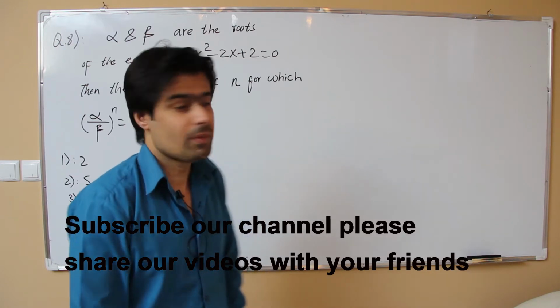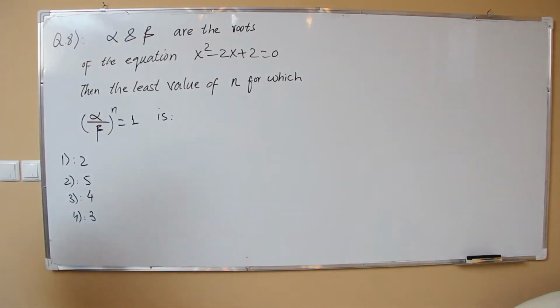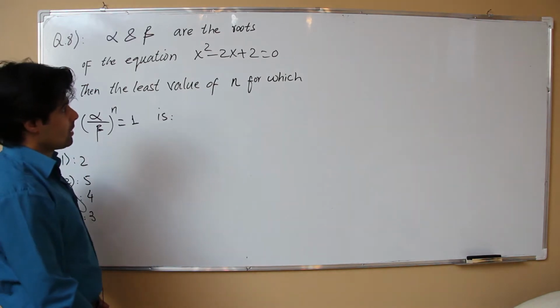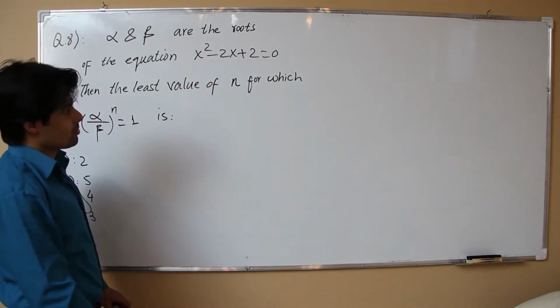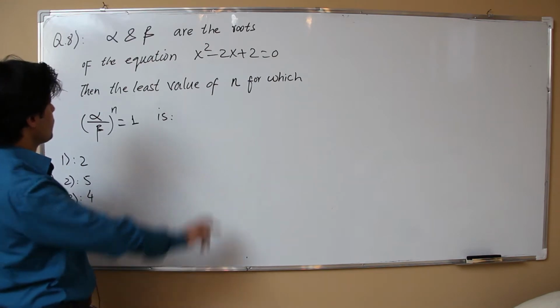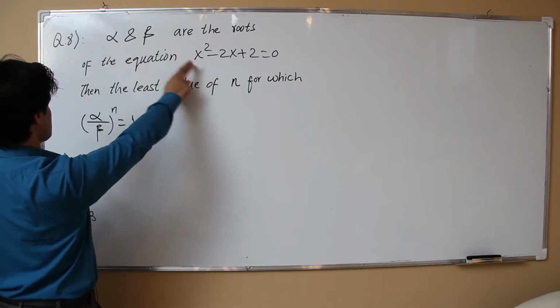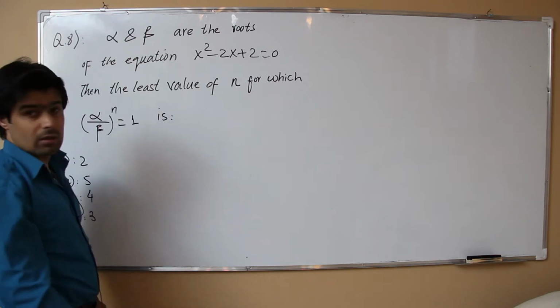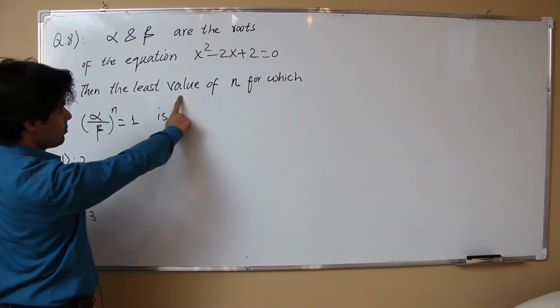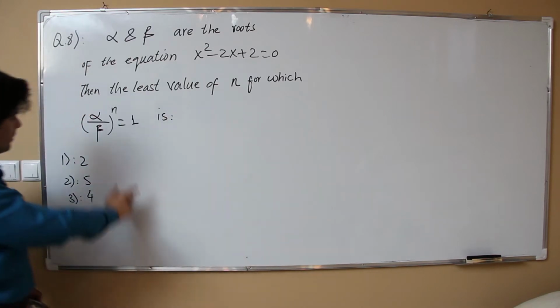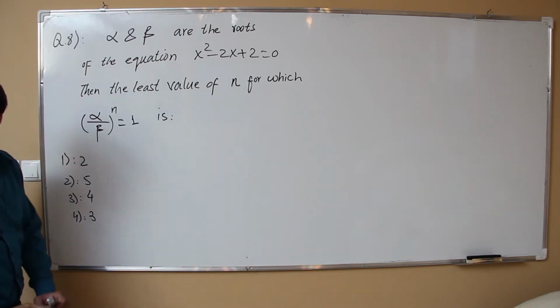By the way, we have got a simple question for this week. It is a quadratic equation, x to the power 2 minus 2x plus 2 equal to 0. Now, the roots of this equation are alpha and beta. The question is, what is the least value for the n that this condition satisfies?